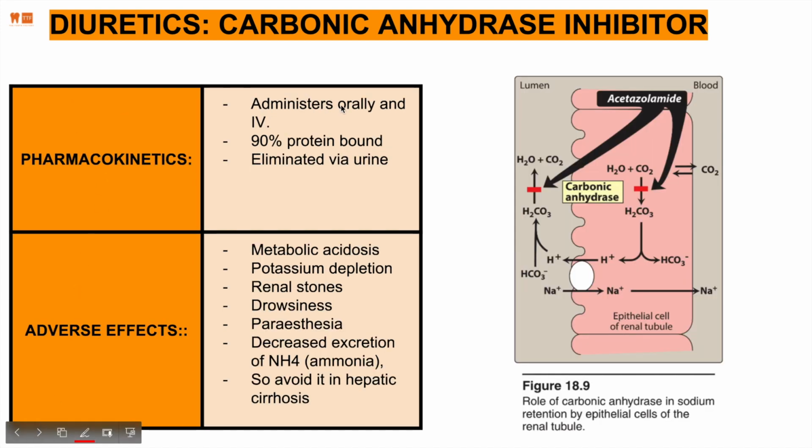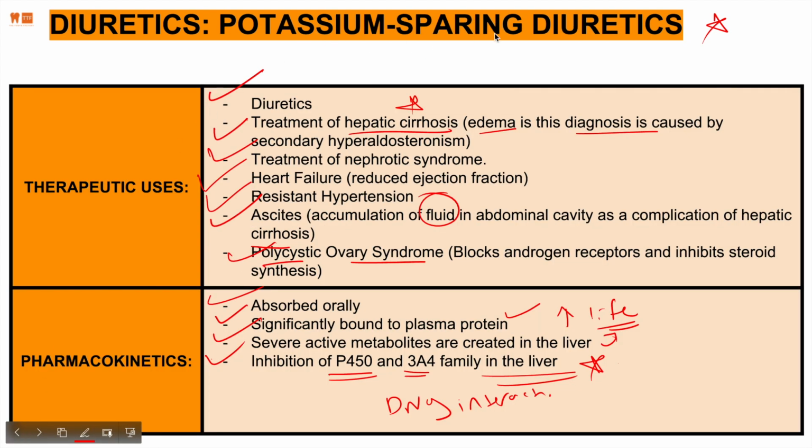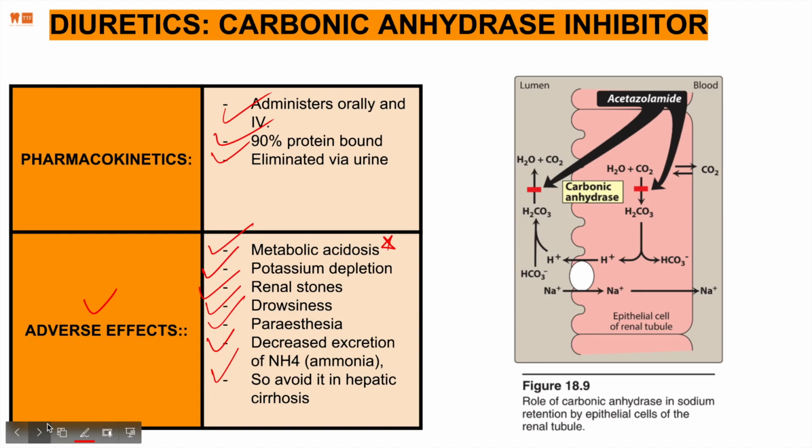Pharmacokinetics. Administered orally and IV. 90% protein bound. Eliminated via urine. Very simple. Adverse effects: we have metabolic acidosis. Now, we will make an entire lecture on acidosis and alkalosis, so keep an eye out for that. There's going to be potassium depletion, renal stones, drowsiness, paresthesia, decreased excretion of ammonia, so avoid it in hepatic cirrhosis. What drug do we want in hepatic cirrhosis? We would want potassium sparing diuretics. So these little notes can be helpful, you guys.